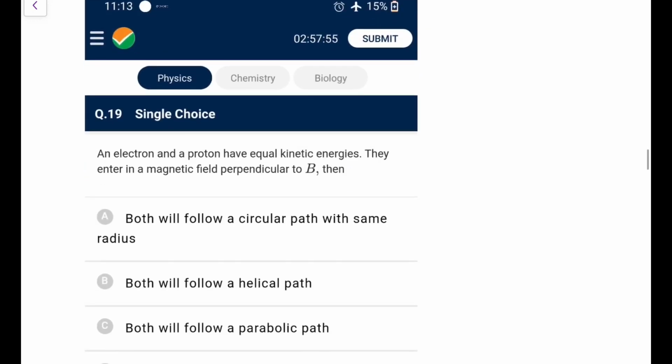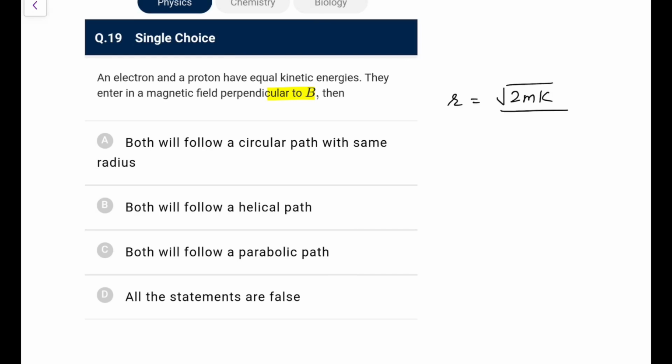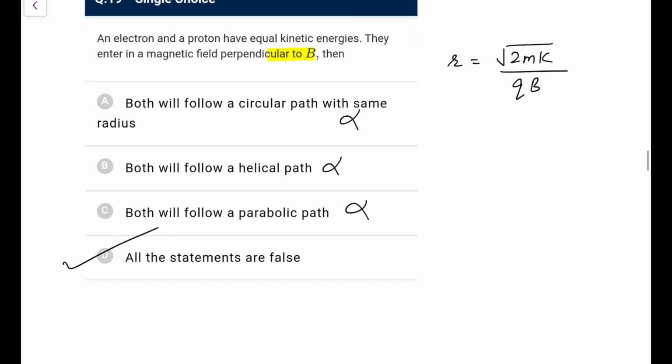Next one. An electron and a proton have equal kinetic energies. They enter a magnetic field normal to B. Then both will follow a circular path with the same radius, or what? So both are moving perpendicular, so they will follow a circular path for sure. But since they have the same kinetic energy, the radius is root 2mK by qB. Because their mass is different, the radius won't be the same. Helical is wrong, parabolic is wrong. That means all the three statements above are false.